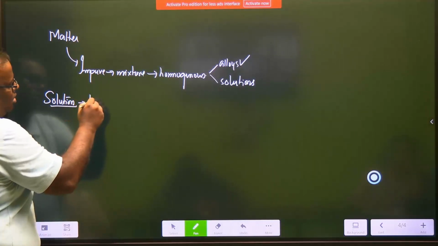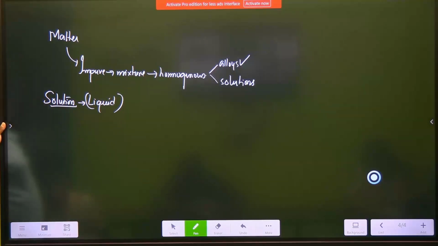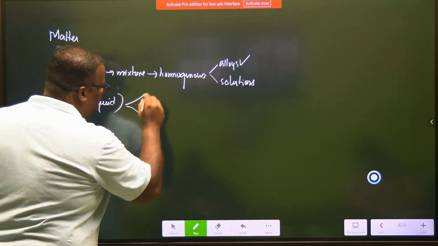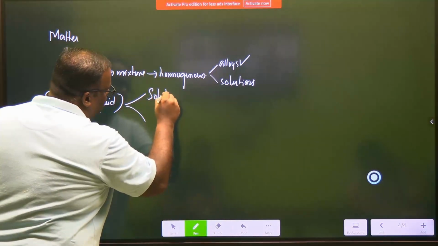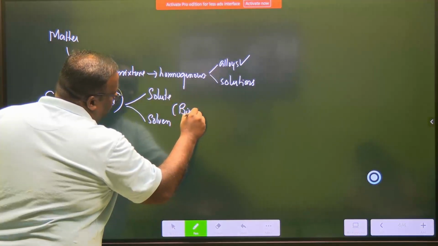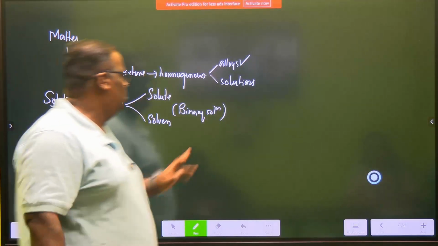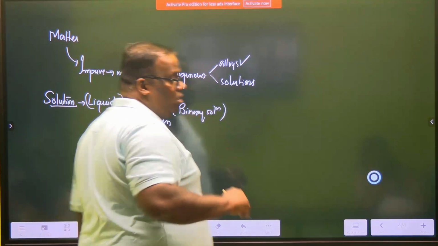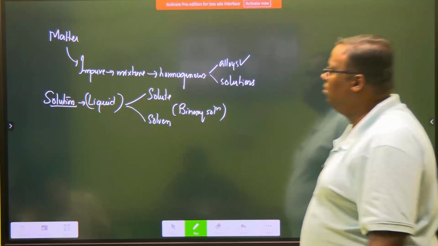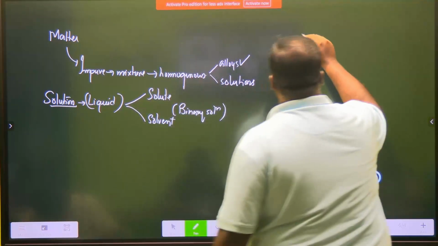Solution means it will be in liquid form. Majority, it will be in liquid form. Okay. Solution which has only two components, known as solute and solvent. In higher grades we call them binary solution. What does the word binary mean? Two. Binary means two. Okay. You have two components, that's why we call it a binary solution. Is it making sense? Okay, now we will talk about solute and solvent. Here also there is a lot of confusion.